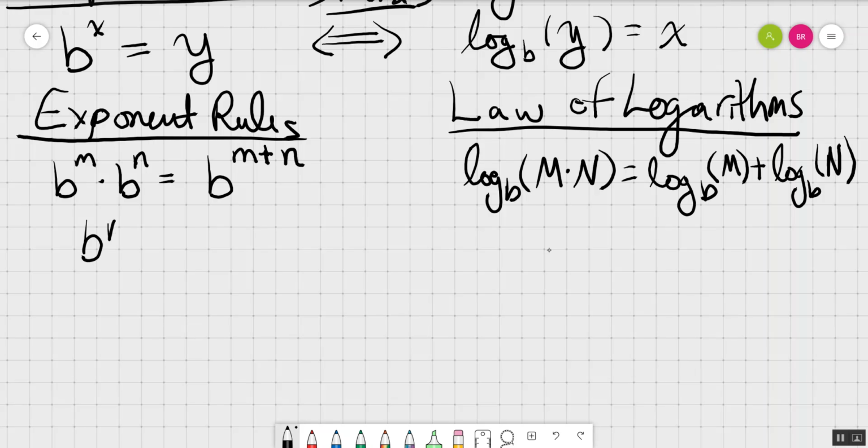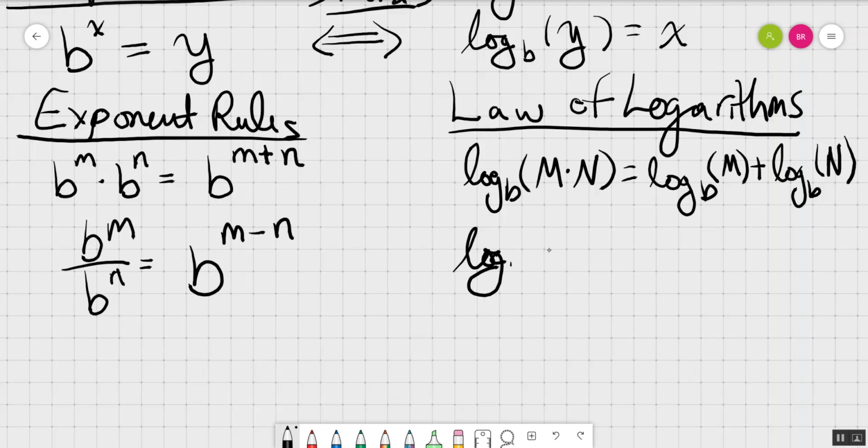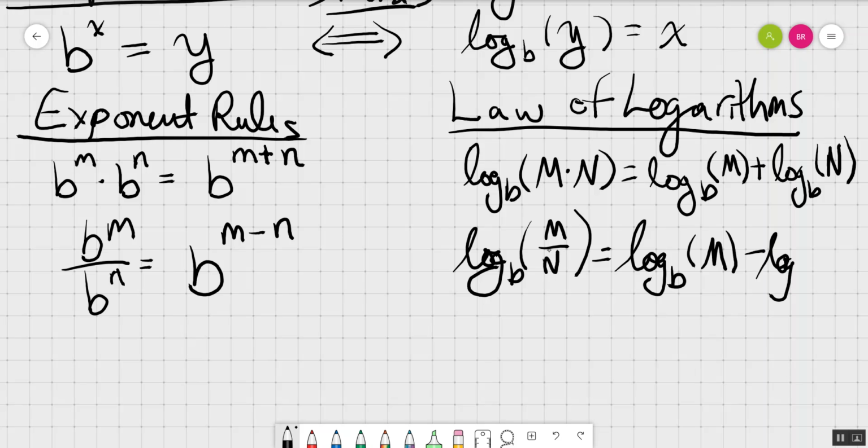Similarly, we had one for dividing. So see how division of two things of the same base led to subtracting their powers. The same thing is going to happen with logarithms. If I have the log base b of m over n, instead of division, I can do subtraction: the log base b of m minus the log base b of n. One thing to be careful about with this one is that m, since it's in the numerator, must go first. Order matters.